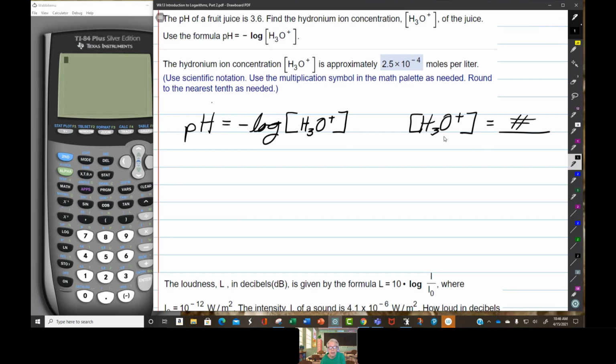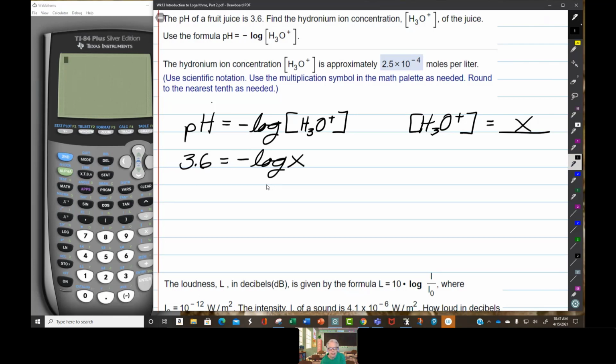Now, why not get rid of that scary looking thing? In all seriousness, this is scary looking. Let it equal X. That's not anywhere near as scary looking. So 3.6, which is the pH of the fruit juice, is negative log X. You can work on that.